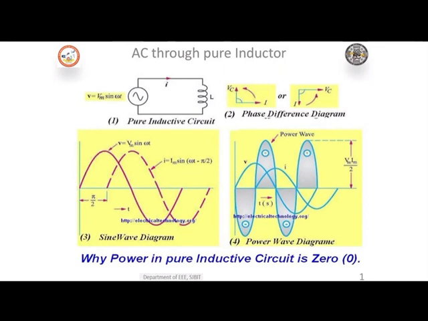So for this, let us consider a simple circuit which contains an inductor connected to a voltage source. So V will be equal to Vm sine omega t. If you consider this, right? V will be equal to Vm sine omega t.